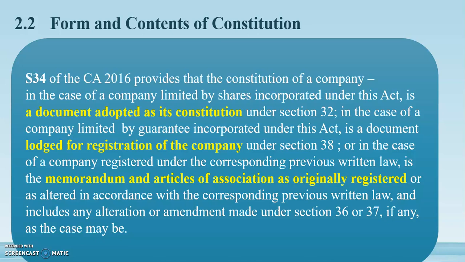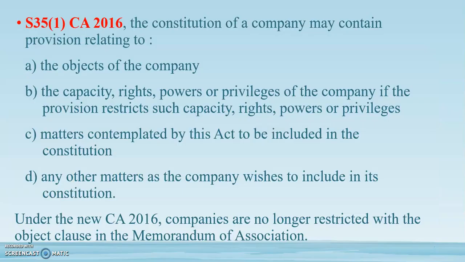Now, what does it contain? These are governed by section 35. Basically, the constitution should contain the objects of the company, and the capacity, rights, powers or privileges of the company, if the provision restricts such capacity, rights, powers and privileges, or any other matters contemplated by the Act to be included in the constitution, or any other matters as the company wishes to include in its constitution.